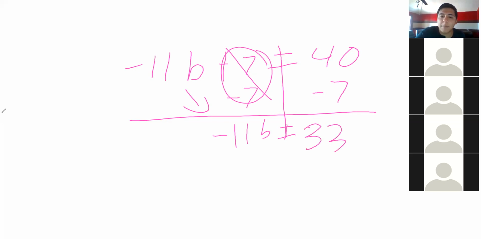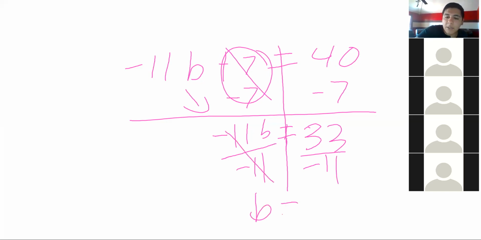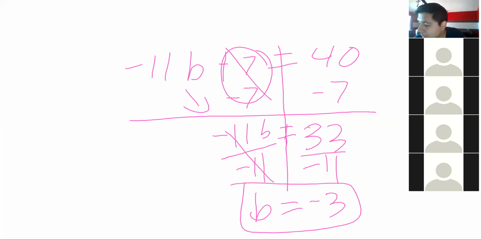Okay. So now, and I say this all the time, what's almost always our last step? Divide. So what are we going to divide? Negative 11 on both sides. So that cancels out. And then b is equal to 33 divided by negative 11. Negative 3. Yes.